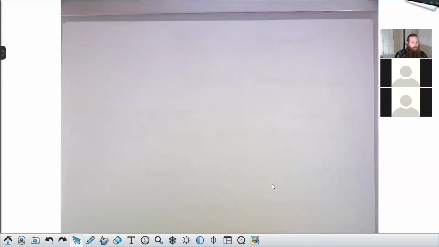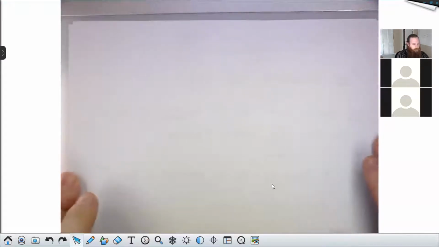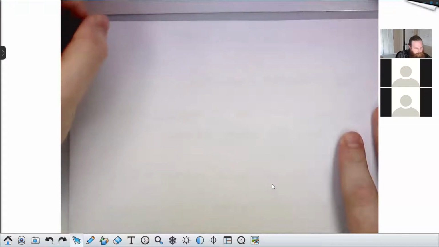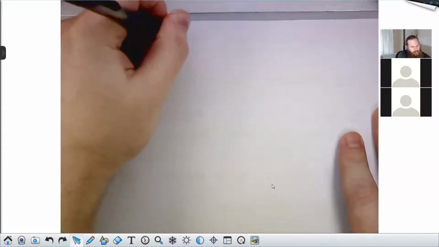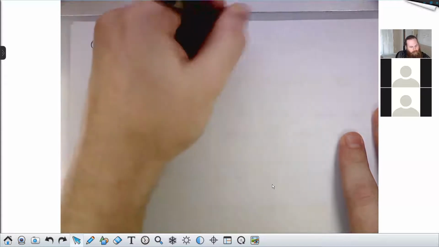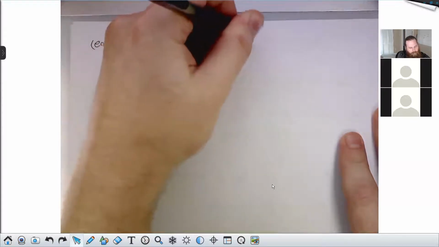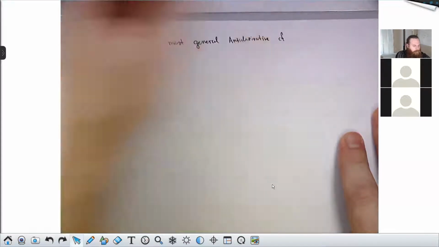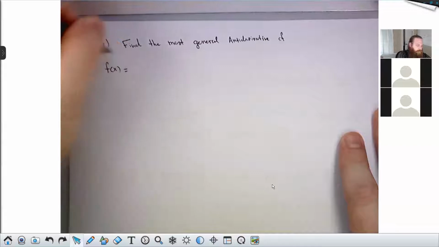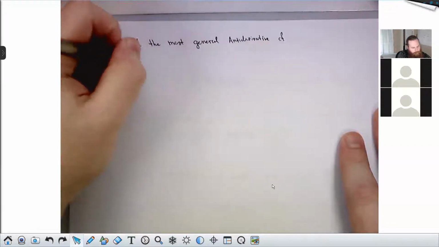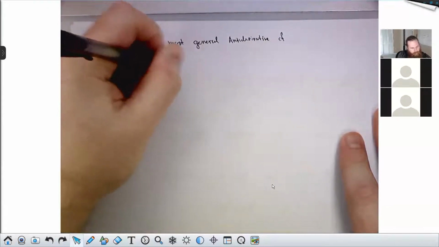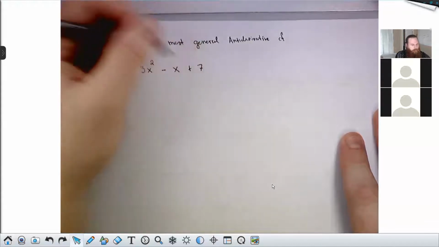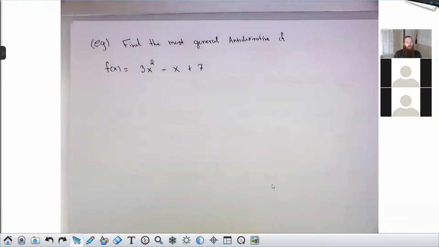All right, let's ask the question in a bit more generality, maybe through a few more examples. So let's find the most general antiderivative of the function f of x equals, how about 3x squared minus x plus 7. So I'm trying to think of a function that differentiates to this.